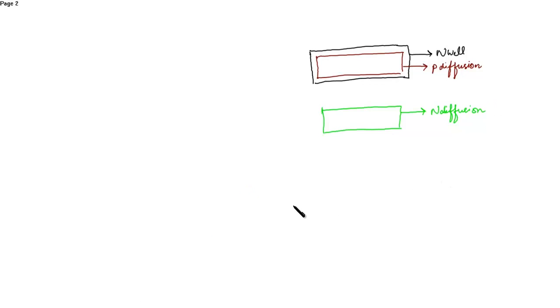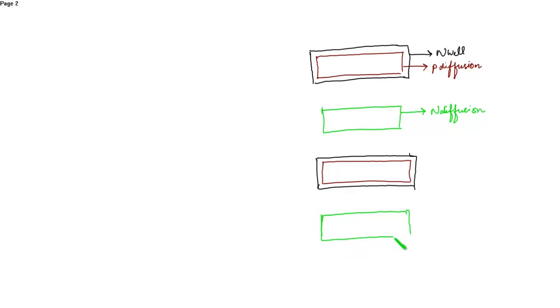Similarly, this is transmission gate 1. We have transmission gate 2. So similarly, this is the N well, then P diffusion, and then the N diffusion layer. Okay, now after drawing this, we have to draw the inverter.